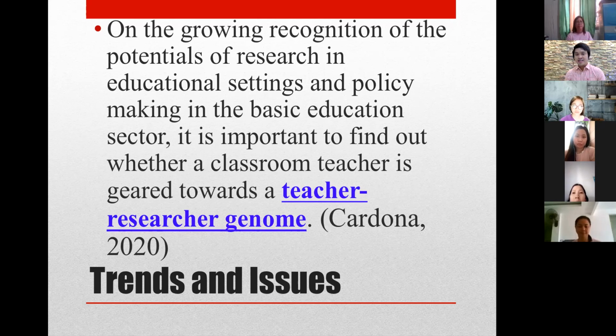Kasi kung ang i-hire lang natin ay teacher at hindi siya researcher, talagang hindi tayo makakapag-produce ng research. At kadalasan gumagawa lang ng research for promotion purposes, para nawawala yung idea na dapat maging researcher tayo. At minsan naman ay nagpapagawa lang ng research yung iba. So walang natututunan. That is according to Cardona in 2020, no?